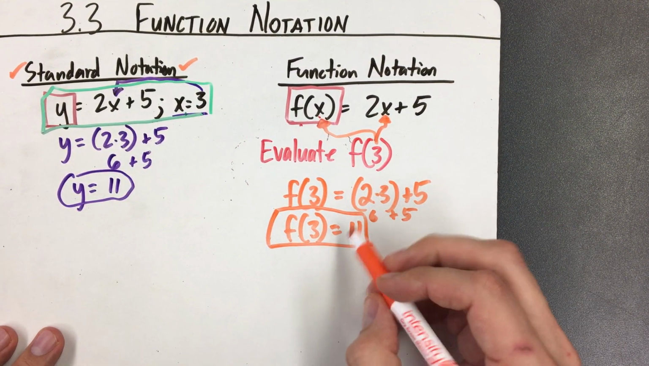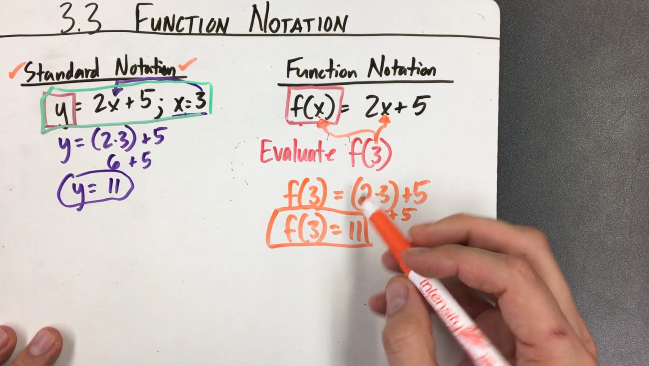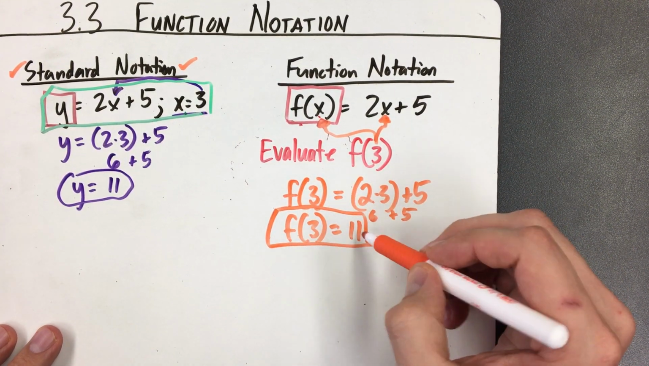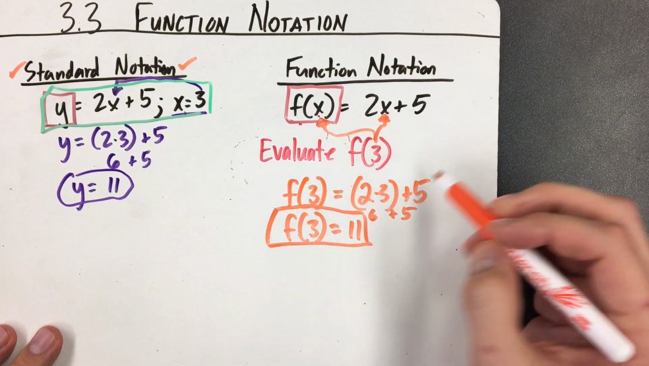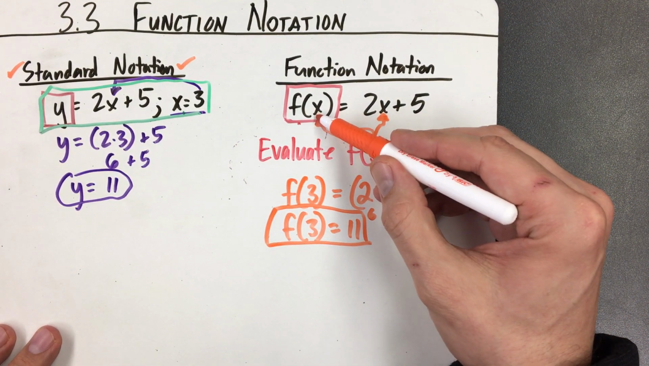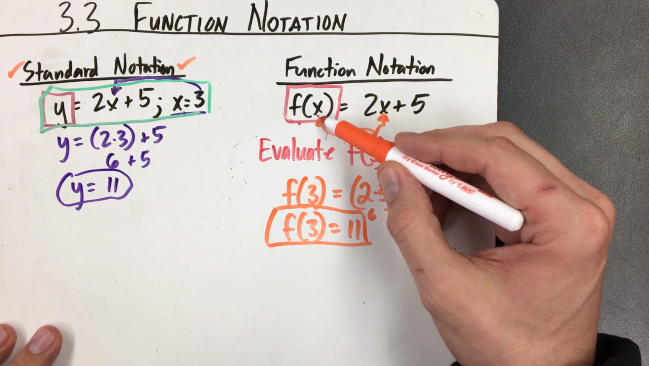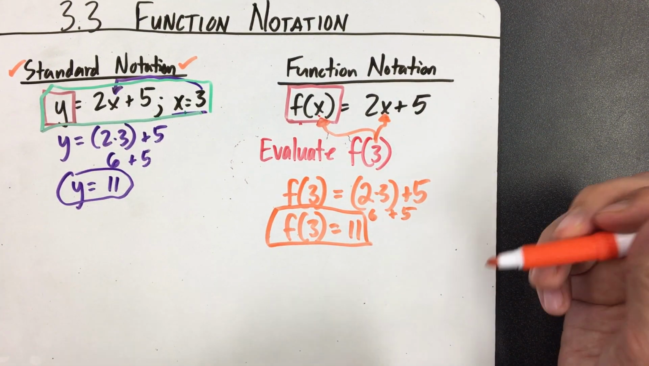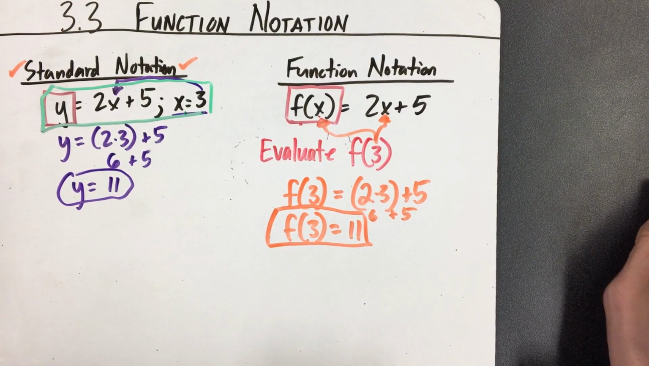So I'd say when the x equals 3, the function had an output of 11, right? This is almost like your input and your output, your domain and your range. When we plugged in 3 for our input, for our domain, we got an answer of 11 for our range, for our output. And then basically that's all it is. So don't let it bother you.